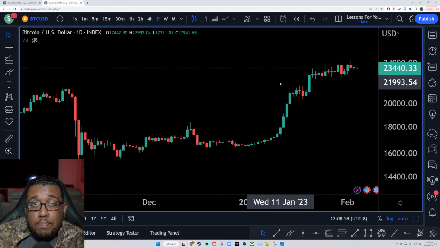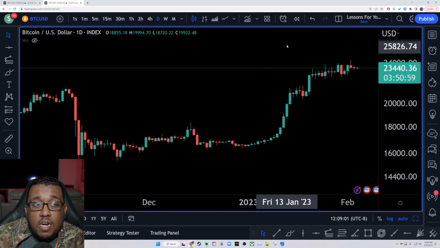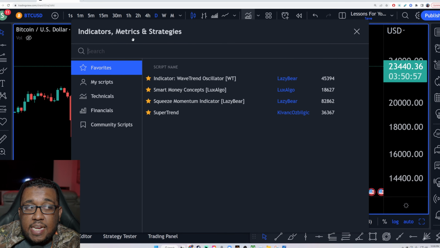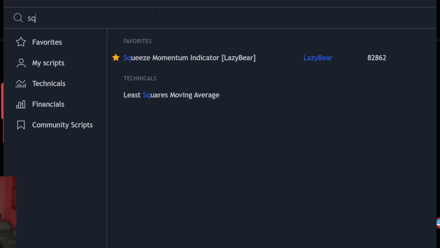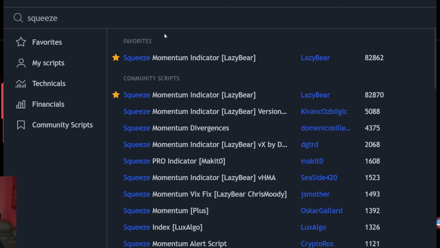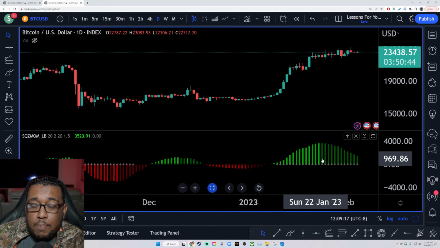So to get started, we're using a Bitcoin chart, but you guys can also use this on the stock market. I want you guys to go over here to the indicators, metrics, and strategies tab and just type in the word squeeze, okay? Nice and easy. At the top of the community scripts here, you guys are going to see squeeze momentum indicator by LazyBear. Look at the LazyBear right there. Click on this once and voila, it pops up.